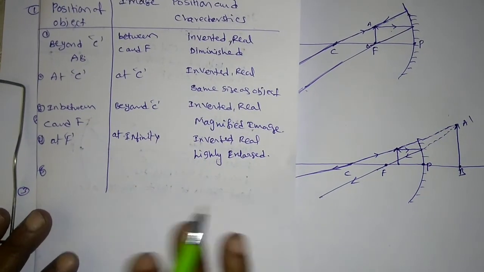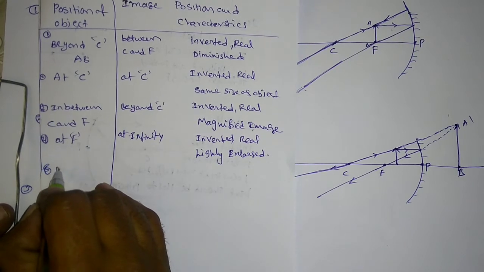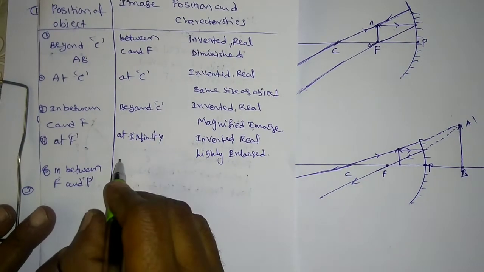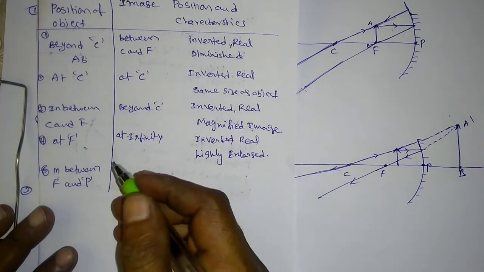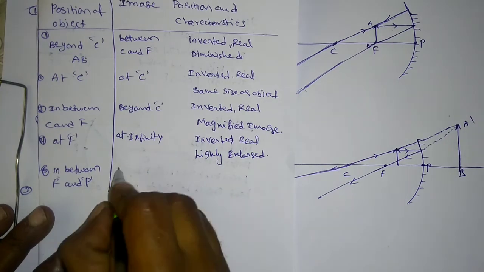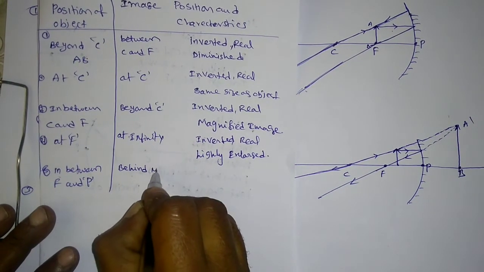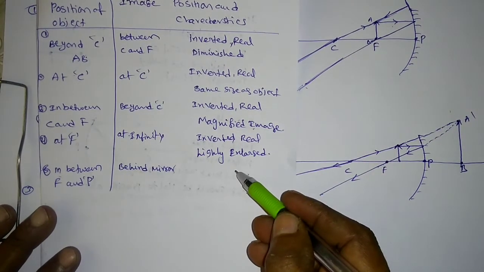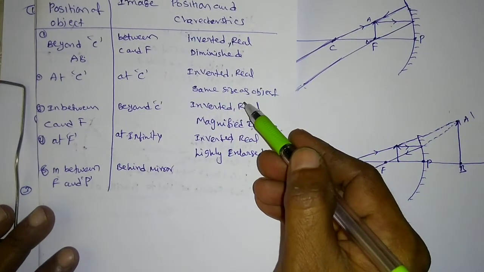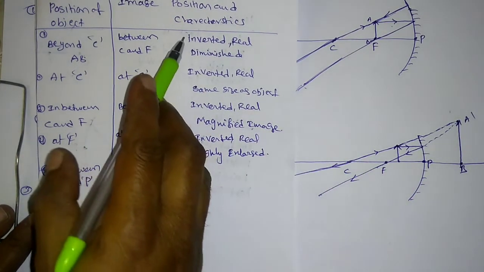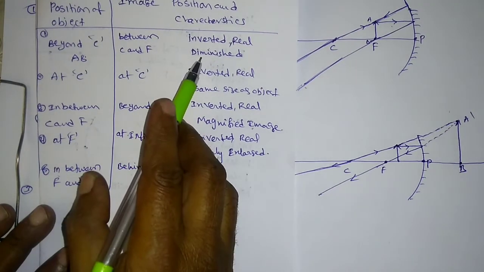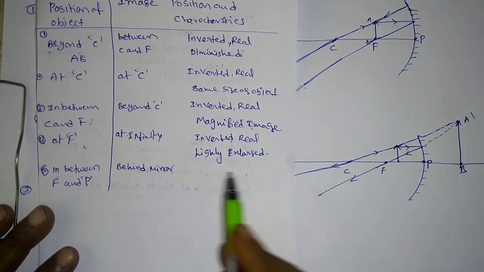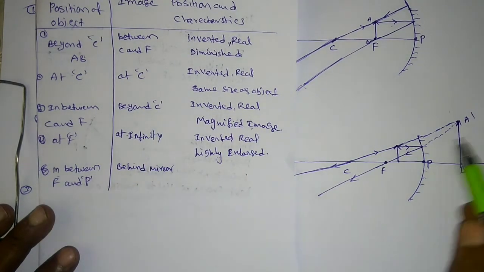You can see case number 5. That is, if the object is in between the focal point F and pole P, the image formed here is, as usual, an enlarged image behind the mirror. The characteristics are somewhat different here, because in the four cases you can observe inverted images that are diminished, same size, magnified, and highly enlarged. If you observe this in increasing order, first diminished, that is small size, then same size, then magnified, and then highly enlarged. And in the fifth case, it will fall behind the mirror.